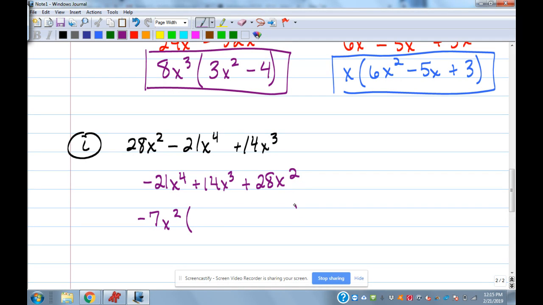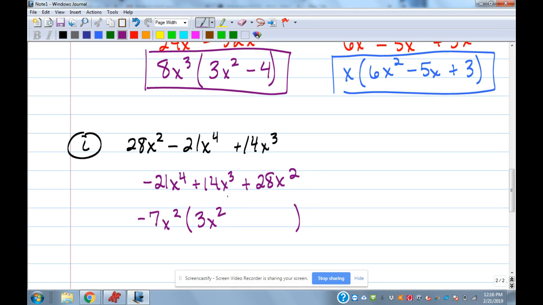Here's where it gets a little bit more complicated because we pulled out a negative 7. What's it going to do to every sign? It's going to change it from what it is. So here, what times negative 7 gets me negative 21? Negative 3 would get me positive 21. So I need a positive 3x squared, because I need x squared to get back to x to the fourth.